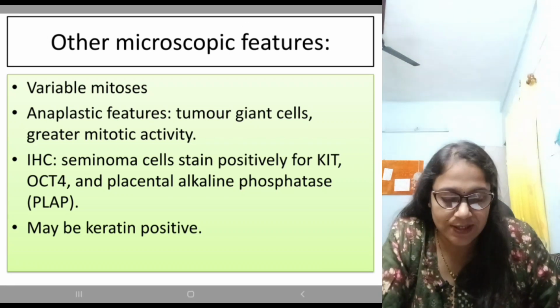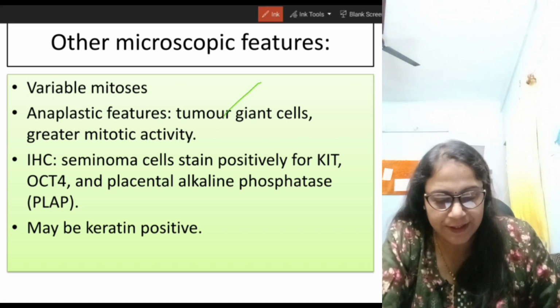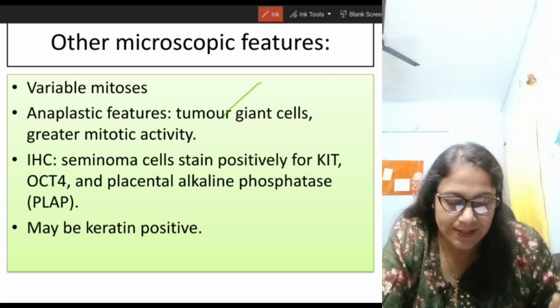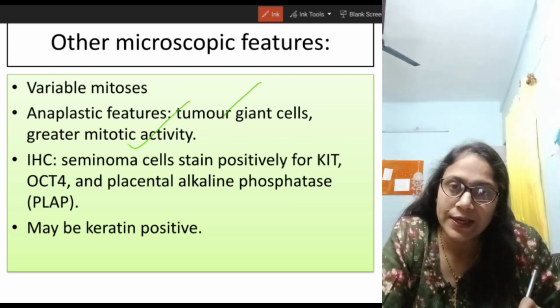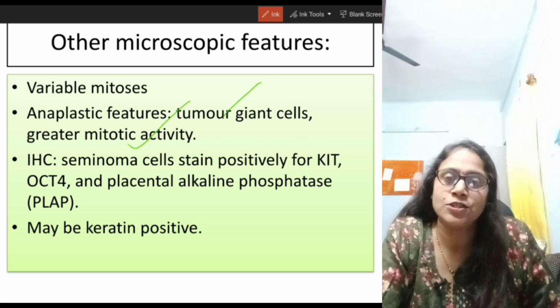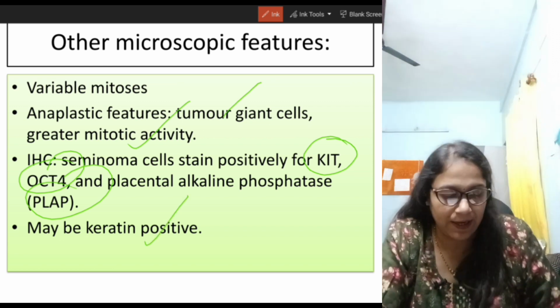Other microscopic features are that it has variable number of mitoses, that is abnormal mitotic figures. There are tumor giant cells. The anaplastic features include tumor giant cells, greater mitotic activity. IHC, it stains positive for KIT, OCT4 and PLAB. It may be keratin positive.